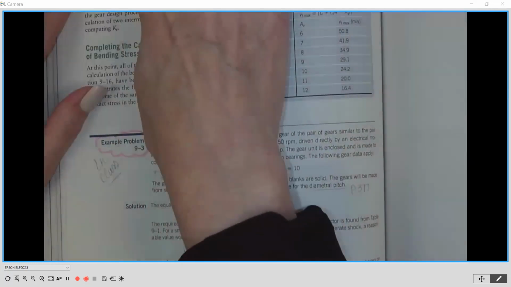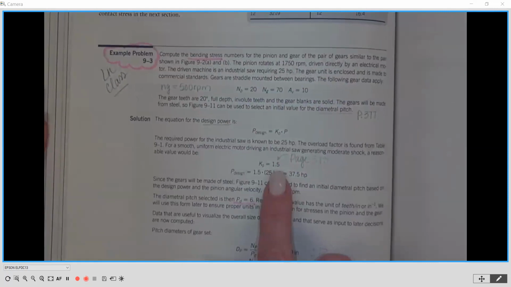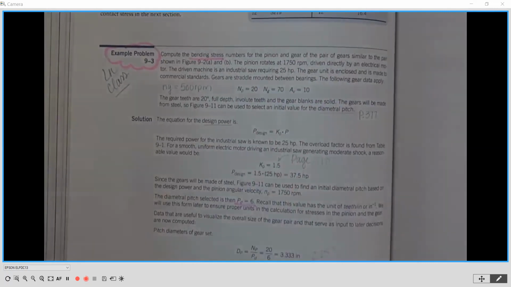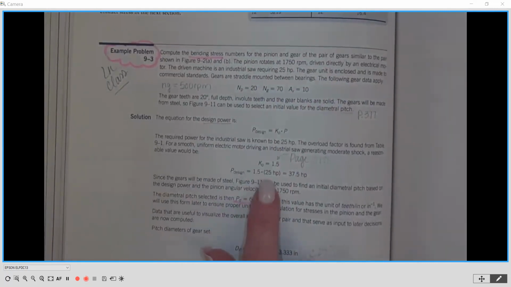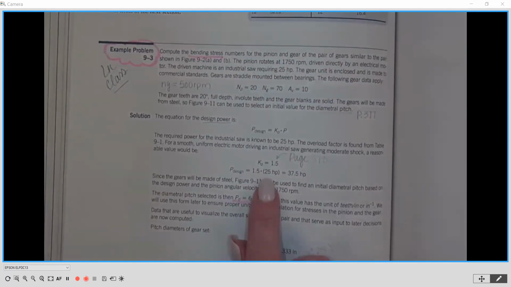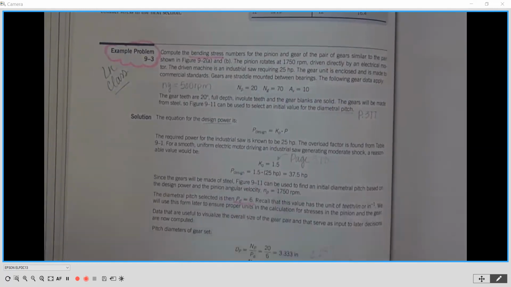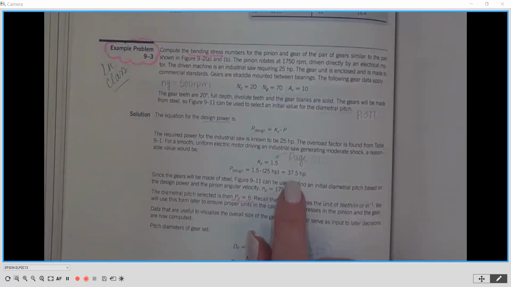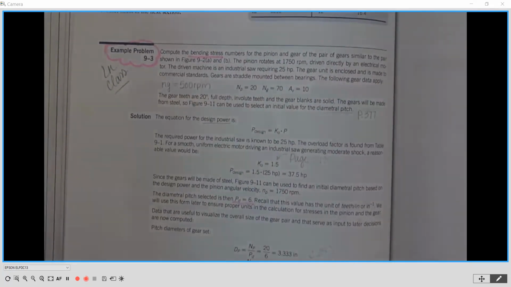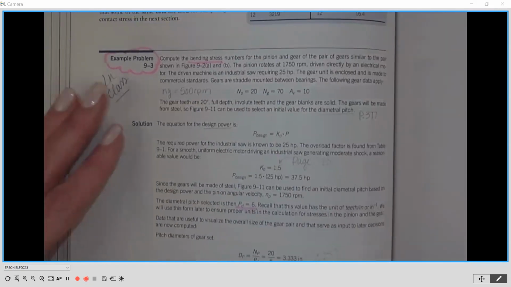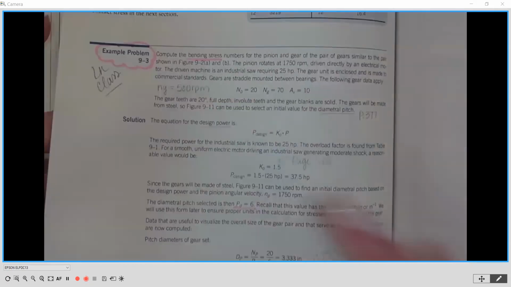Okay, so they picked 1.5, and now they're going to take that value of 1.5 and multiply it by our horsepower. So 1.5 times 25 equals 37.5. Now, this 37.5 is what we're going to use to determine our diametral pitch. So now we're going to go to another chart. It's in this direction. Sorry.